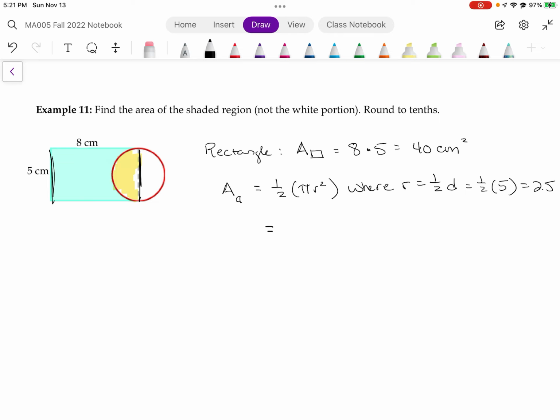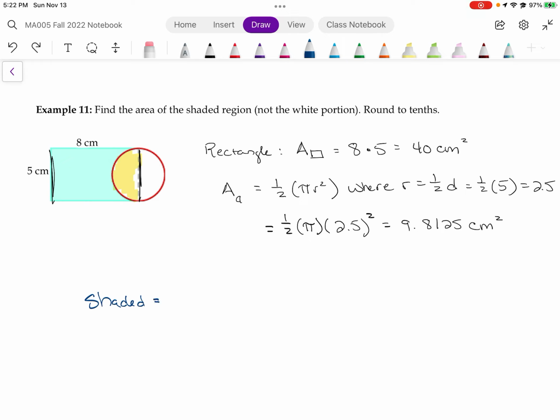All right, so the area of the semicircle is 1/2 pi times 2.5 squared. So that is 9.8125 centimeters squared. I'm supposed to round to the tenths, but I'm going to hold on until I get to the very end. All right, so the shaded portion is going to be the rectangle.